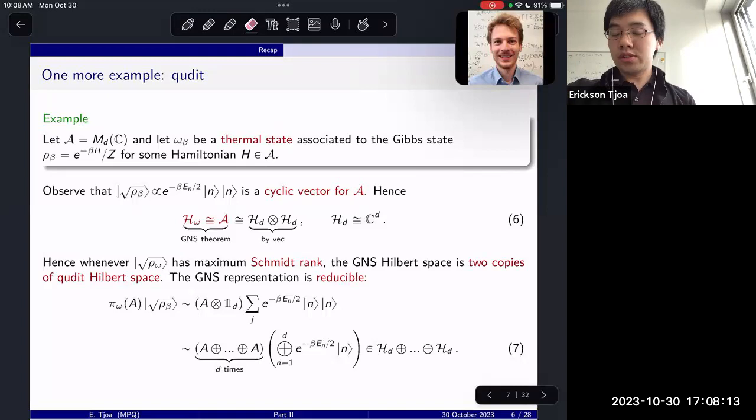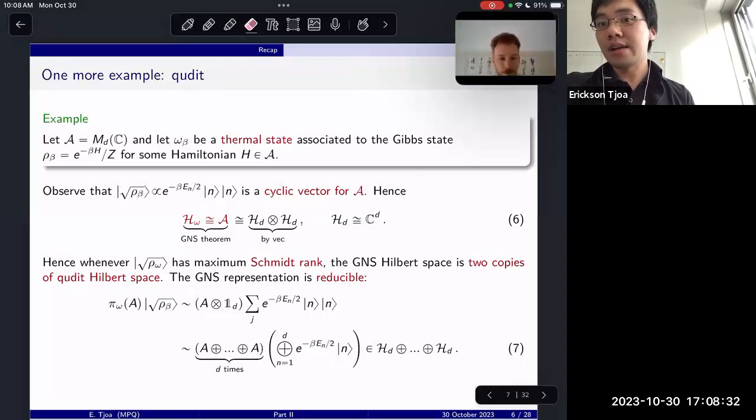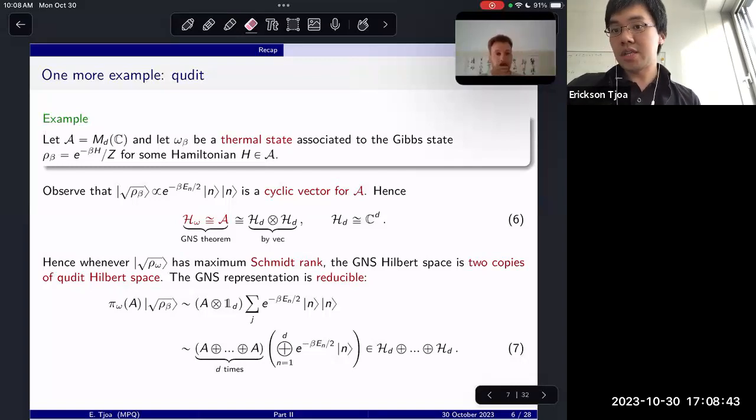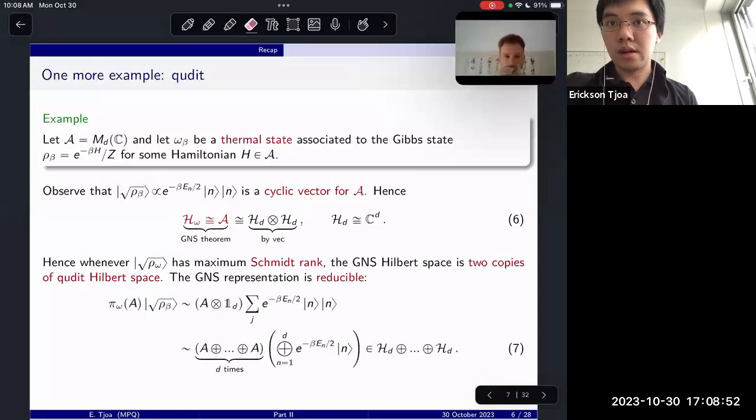And in fact, this is always true whenever the vectorization has maximum Schmidt rank, or the density matrix has maximum rank itself. Okay, and you can see that the GNS representation is reducible simply because the GNS representation naturally gives you what we call the left multiplication. So if you think of A as A tensor identity on the second copy, then just by direct computation, you realize that you can write this as a direct sum of D copies of the same operator. Okay, and that's the end of the example.